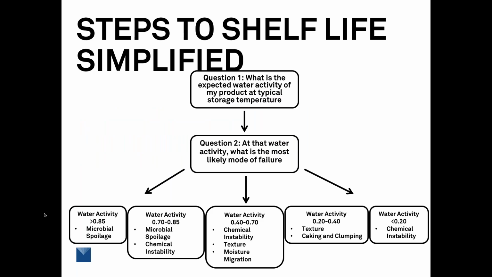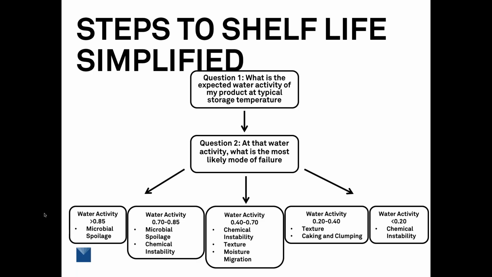Okay, so let's take a look at what the steps to our process are. In our shelf life simplified process, the first question we ask is, what is the expected water activity of my product at a typical storage temperature? That may be just a matter of having an initial version of your product that you make up in a test kitchen or in a pilot facility, and then measure its water activity. You can do that with a simple water activity instrument. We provide lots of those.